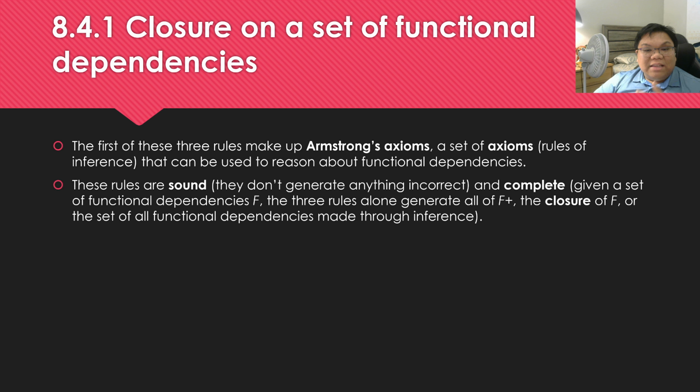So we have these 6 rules of inference. The first 3 make up what is called Armstrong's axioms, a set of axioms that we can use to reason about functional dependencies. These rules are sound, they don't generate anything incorrect, and these rules are complete. Given a set of functional dependencies F, those 3 rules alone are able to generate all of F+. F+ is the closure of F. F+, the closure of F, that is the set of all functional dependencies that we can make through inference alone.